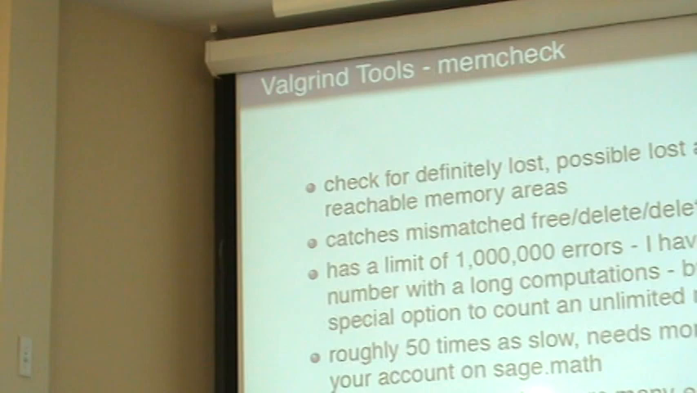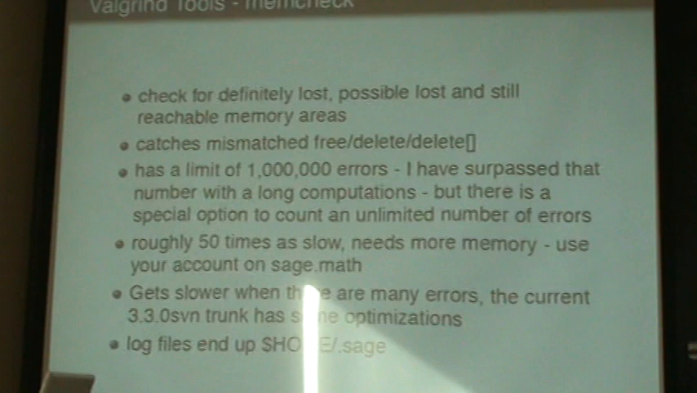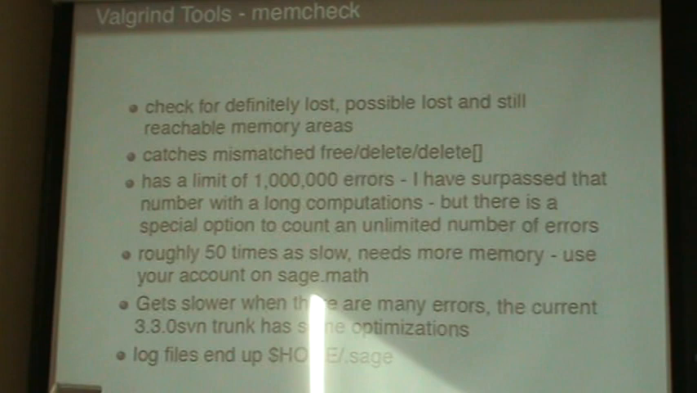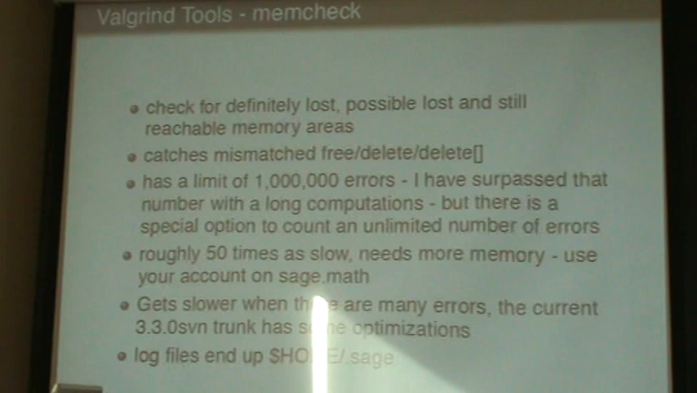So memcheck is pretty much what Valgrind is best known for, because it detects memory leaks. If you scribble over memory that is not properly allocated, if you read over the end of a buffer, if you read before a buffer and so on, if you have mismatched free and delete or delete square brackets. There's the million error limit, and also the slowdown. It's about 50 to 100. The documentation says 50, but it can get closer to 100.